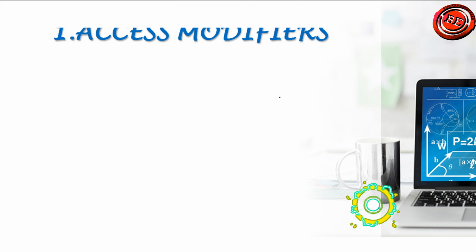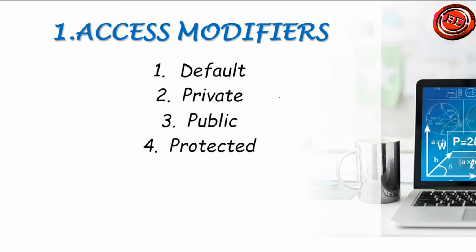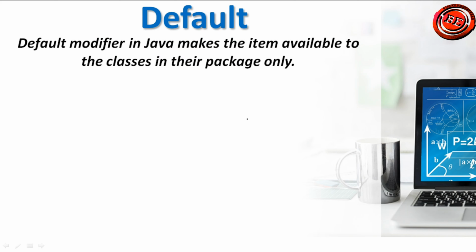Coming to the access modifiers, we have four types: default, private, public and protected. Now let us discuss each of the access modifiers. Coming to the default access modifier, the default modifier in Java makes the item available to the classes in its package only. For example, here I am considering a package.